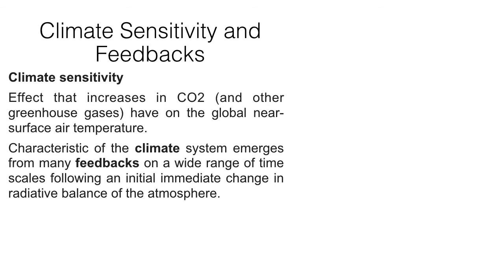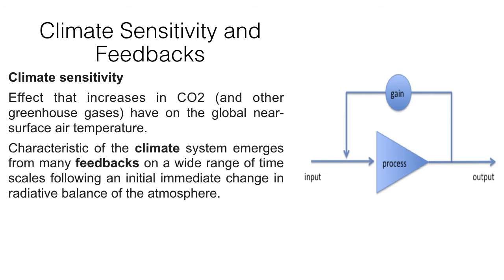So now the sensitivities are the contribution of each parameter to global warming, and at the same time there is feedback. Feedback occurs when a portion of the output from the action of a system is added to the input and subsequently alters the output. So there is an input causing a process and some output coming, and now a part of the output, called gain, goes back and again contributes to the input.